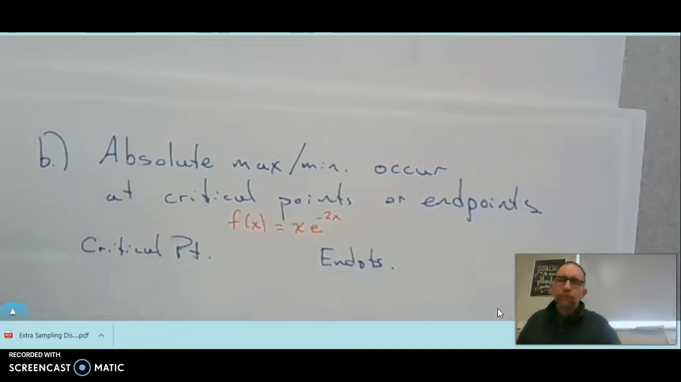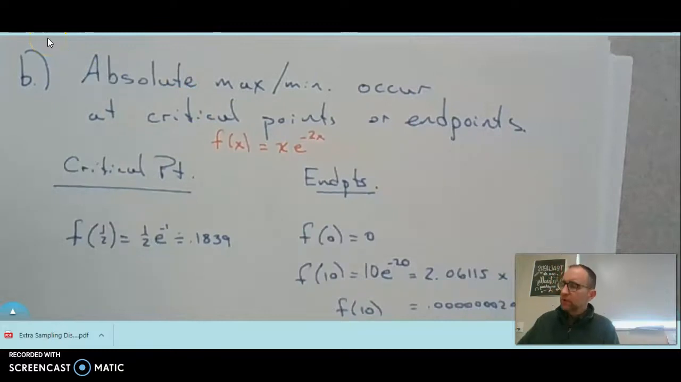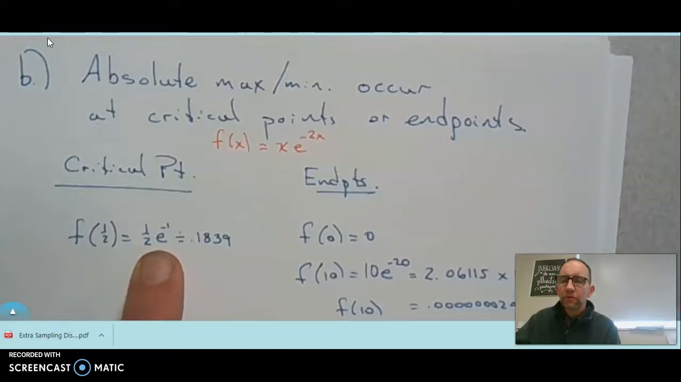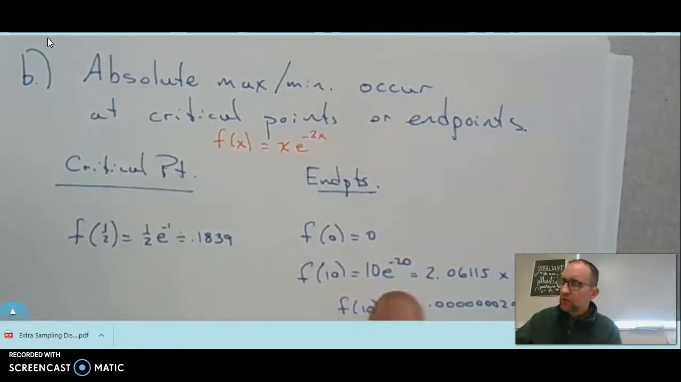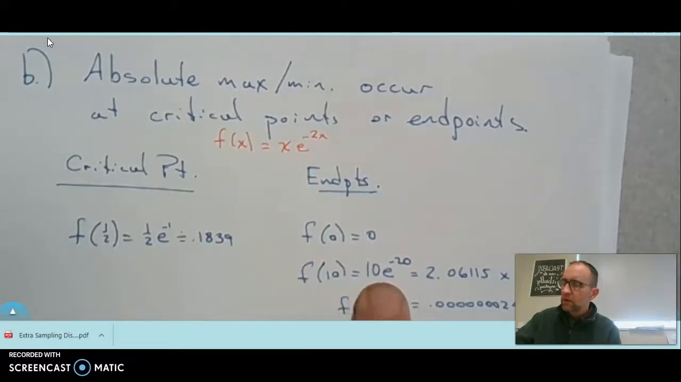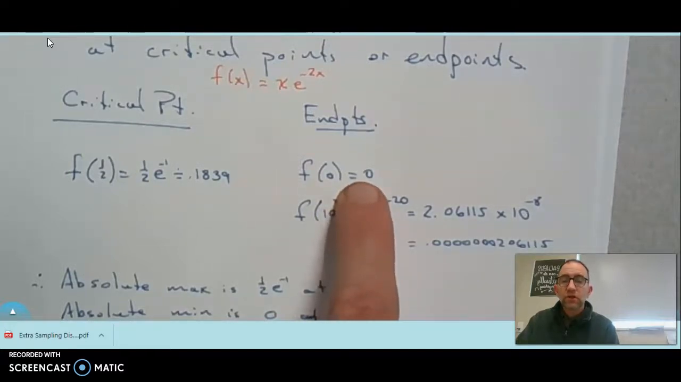So our critical point is at x equals 1/2. When I plug 1/2 in for x, I get a little more than 0.18 for the answer. The endpoints are 0 and 10. I plug those back into the original function, and I get 0 and 10 times e to the negative 20th. We can see that the value of the function at 10 is really close to 0. The value of the function at 0 is 0.